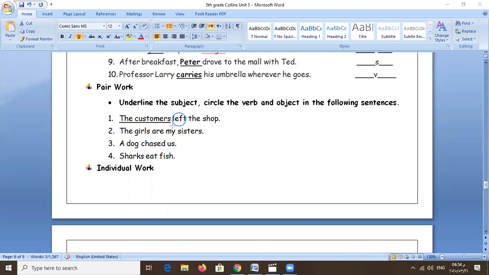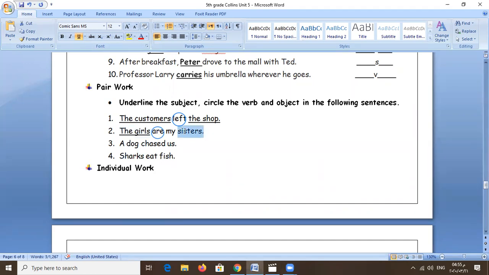The last one, the shop. Yeah, great. Underline the shop. Thank you. Next one. The girls are my sisters. What is the subject? Good. The girls, the subject. So, what is the verb? Come on, boys. Think about that. What is the verb? Excellent. And the object? Great, my sisters. Yes, that's it.